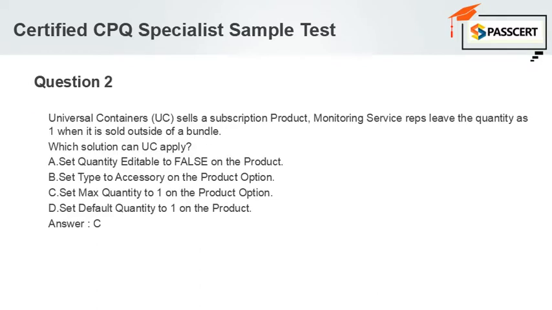Question 2. Universal Containers, UC, sells a subscription product. Monitoring service reps leave the quantity as 1 when it is sold outside of a bundle. Which solution can UC apply? A. Set quantity editable to false on the product. B. Set type to accessory on the product option. C. Set max quantity to 1 on the product option. D. Set default quantity to 1 on the product. Answer. C.